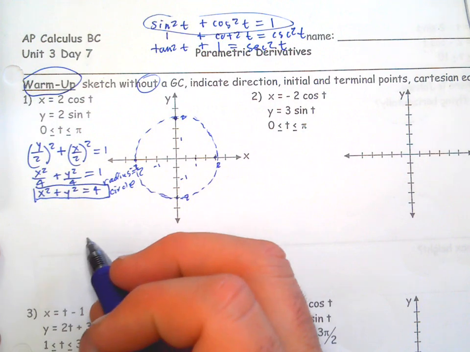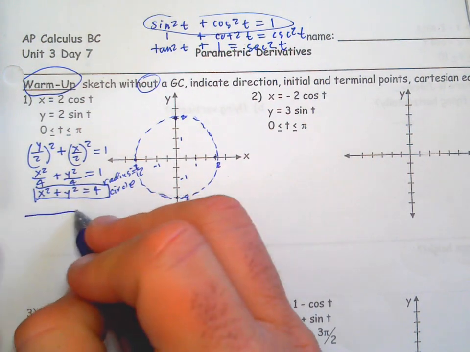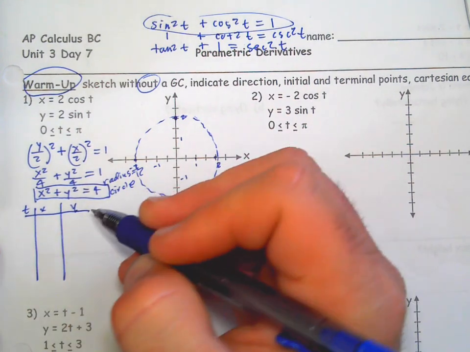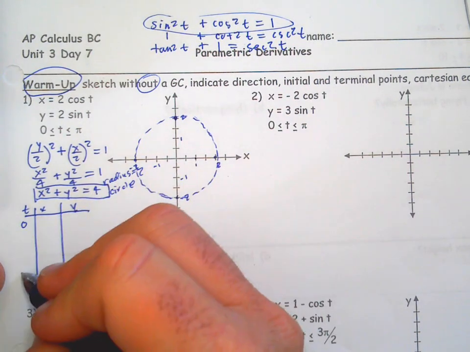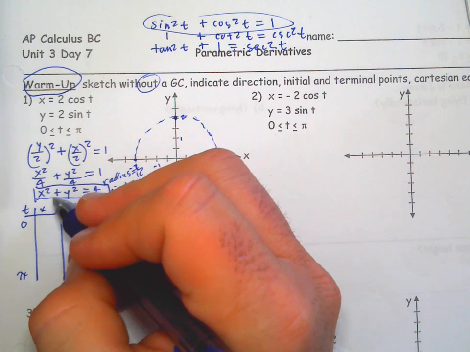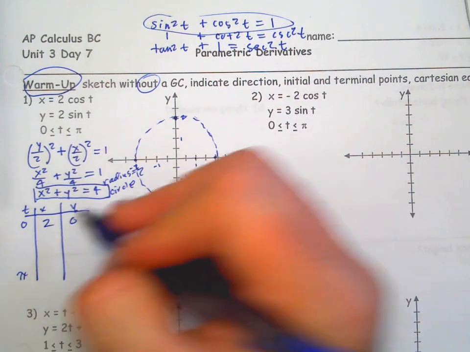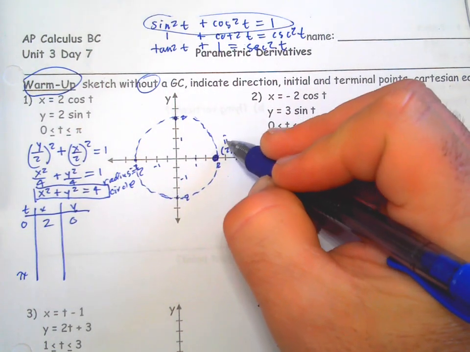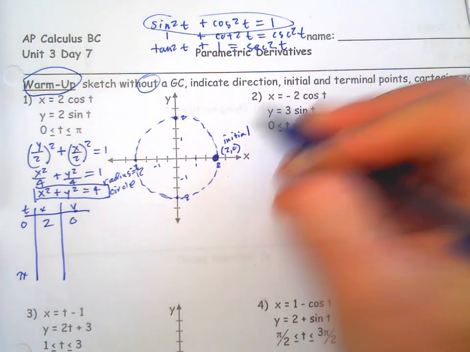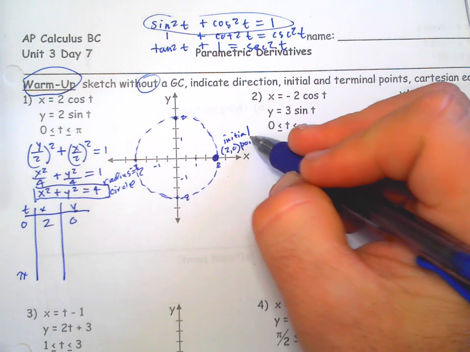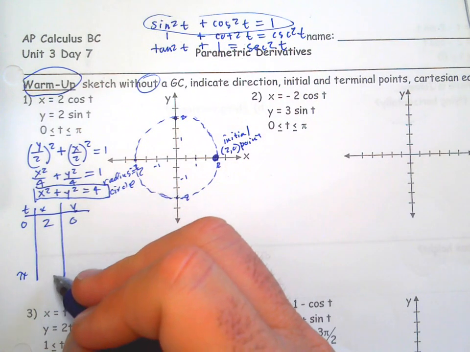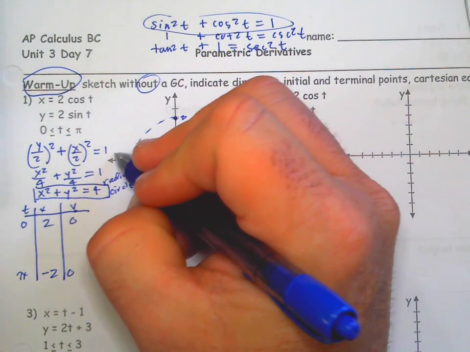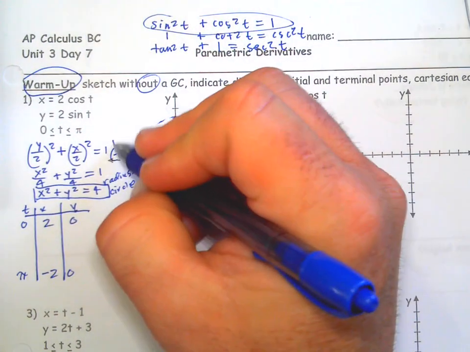Now, what we're going to do next is make a table, and this is just to get some quick, easy points. So 0 to pi. If you plug 0 in, you get (2, 0). So this is the initial point, starting at the first time. And then if we plug pi in, that's going to be (-2, 0). So that's over here. That's going to be the terminal point.